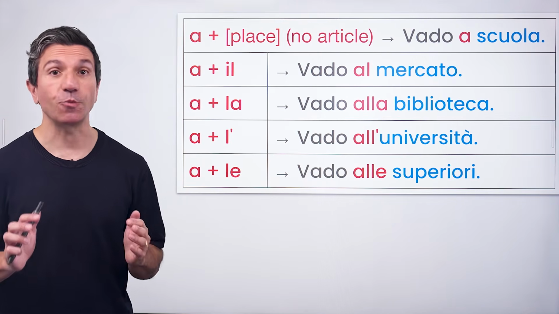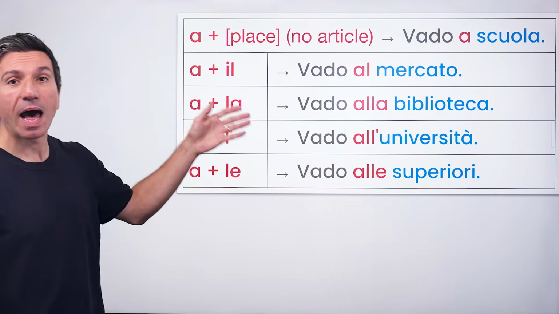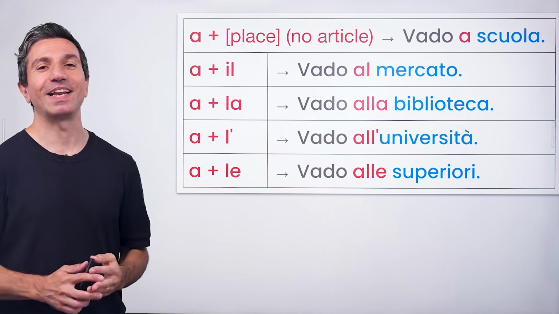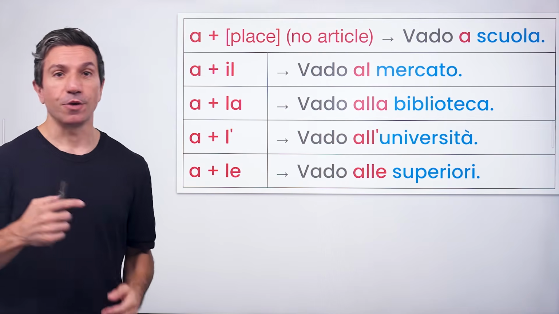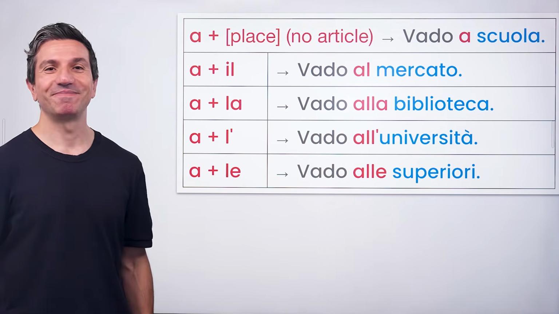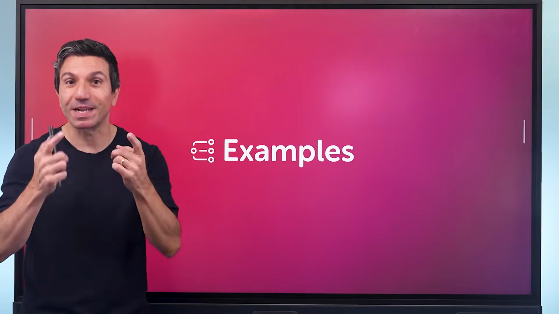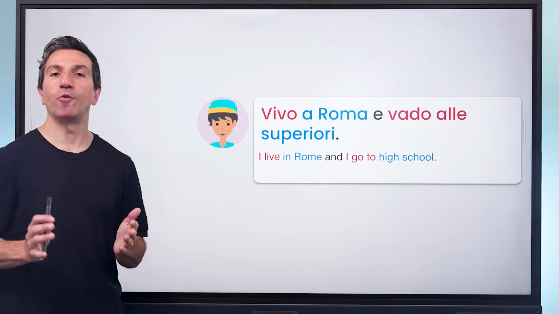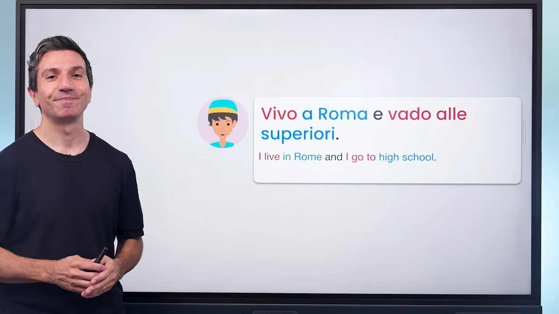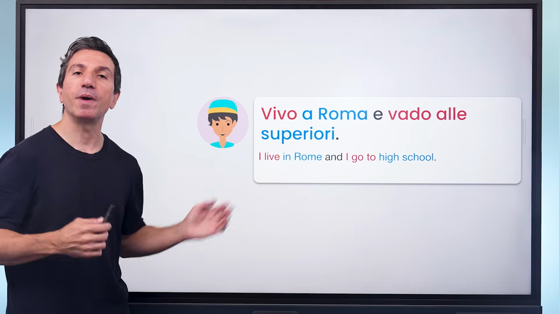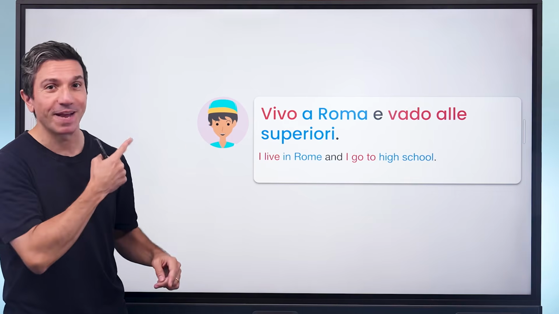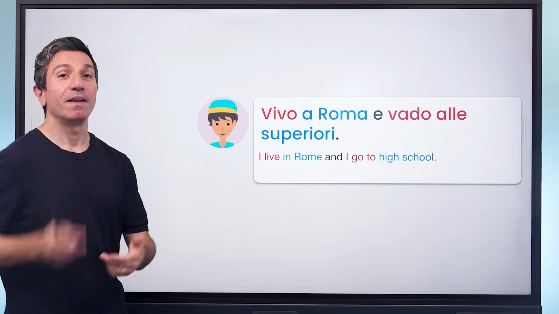These small changes with the preposition a, alla, al, all', alle are very common in Italian. If you practice them, you'll sound more natural. Now let's look at some speaking examples. Vivo a Roma e vado alle superiori. I live in Rome and I go to high school. Can you see how the pattern applies here? Let's break it down.